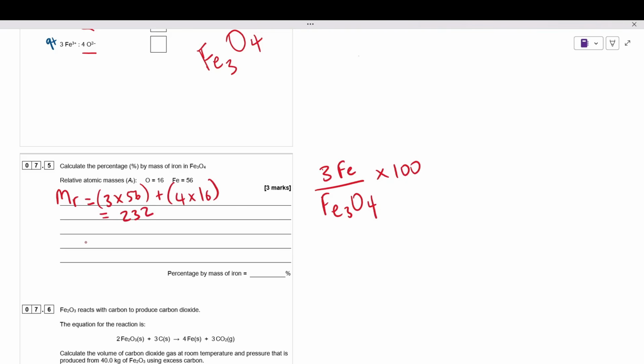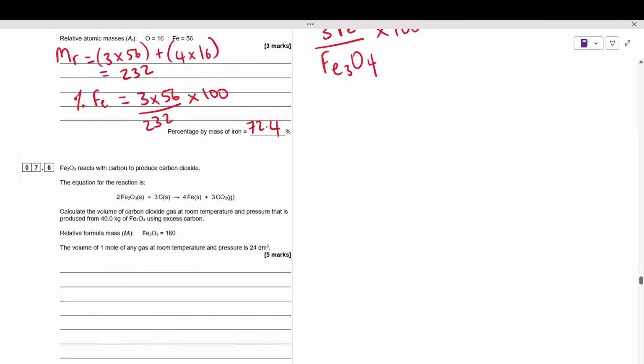So that's going to be giving us 232. And then we can find the percentage of iron, which is 3 times 56 divided by 232. Then we multiply that by 100. And that's going to give us an answer of 72.4%. That's a percentage abundance. So within this entire compound, which is 100% of it, 72.4 of it is made up of iron only. Okay, so that's what that one is saying.